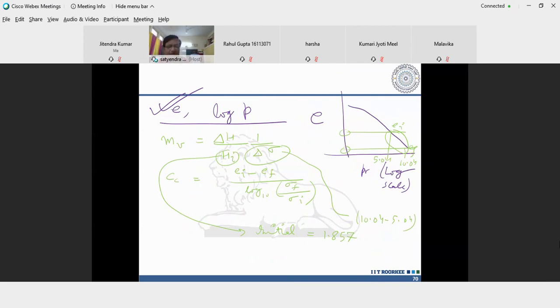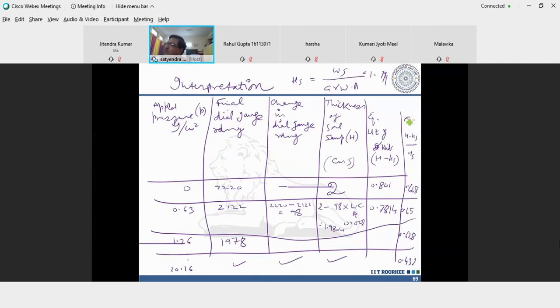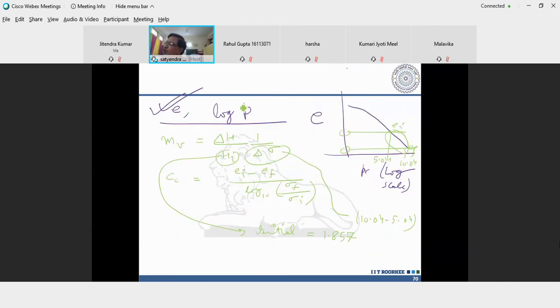Okay, what I am saying is that from this table, e is known to you, and this is the pressure. So pressure, if you take on logarithmic scale, you can draw the e log P curve. So this curve is okay? Tell me yes or no? Yes, sir.